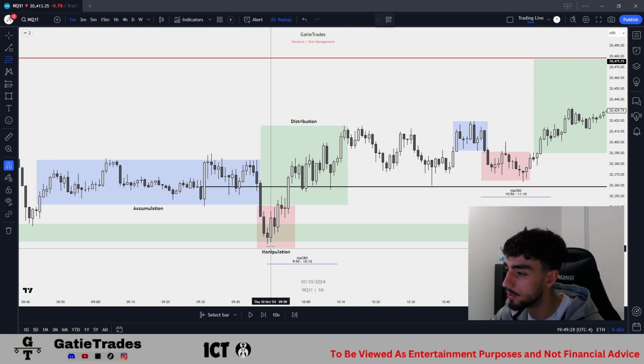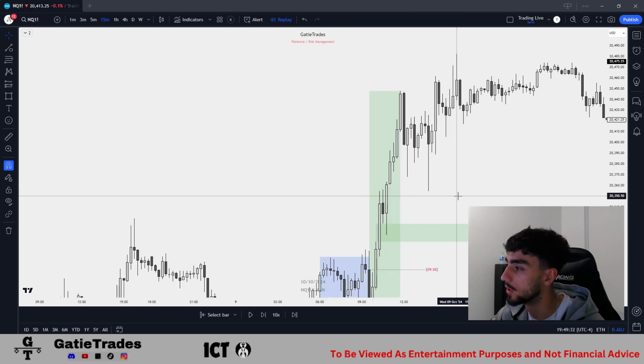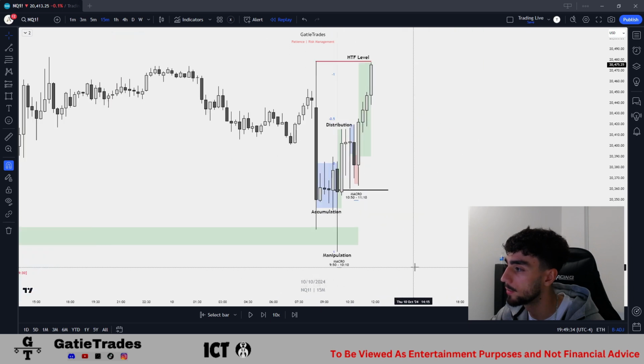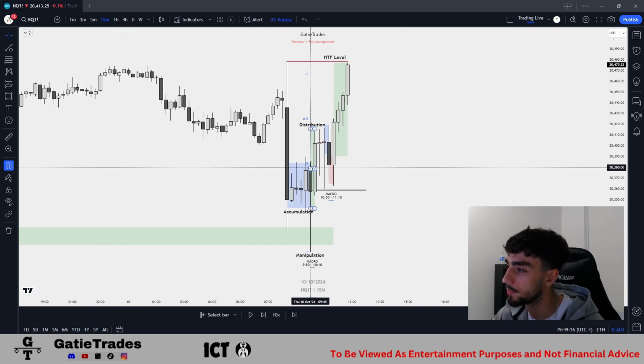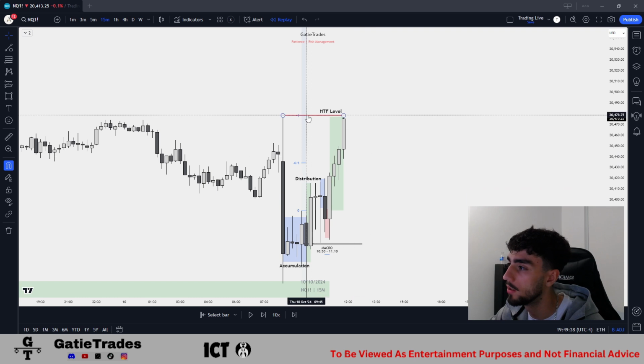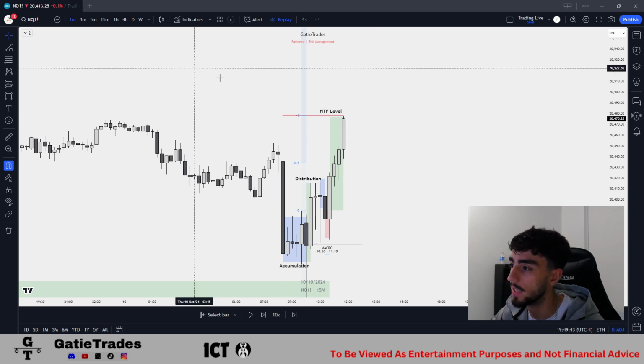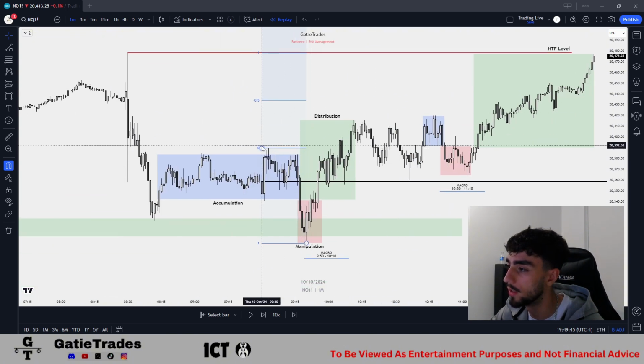How do I do standard deviations? You can do it a couple ways. You can do it like this, off the manipulation of the New York session. So if you come over here, you can do it like that. From there to there, -1 lines up perfectly with the data highs. That's how I did my standard deviations for this trade.